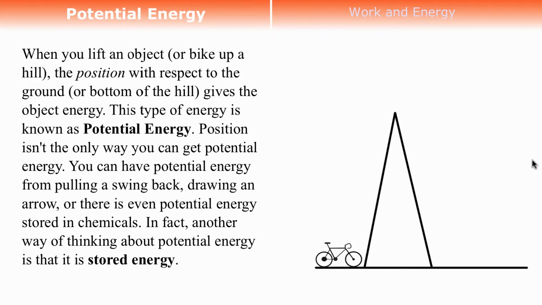I guess the idea is that when you lift an object up, like this one, if I bike up this hill to the top, then the position that I'm at with respect to the ground has changed. And what it does is it gives that object and rider energy. And that type of energy is called potential energy. So down here, say I'm talking about relative to the ground. Right now my bike has zero potential energy. But if I'm at the top, then I have a certain amount of potential energy.